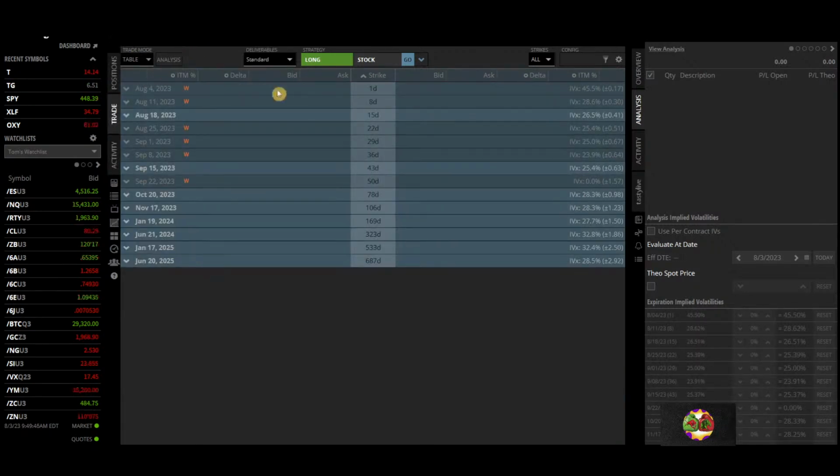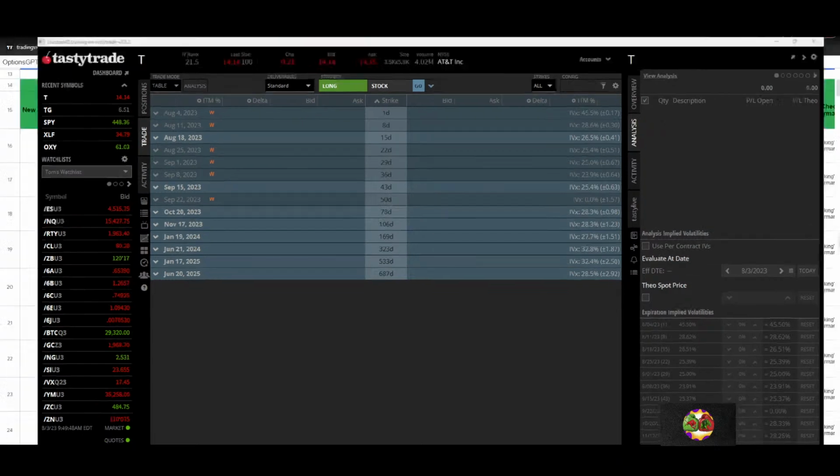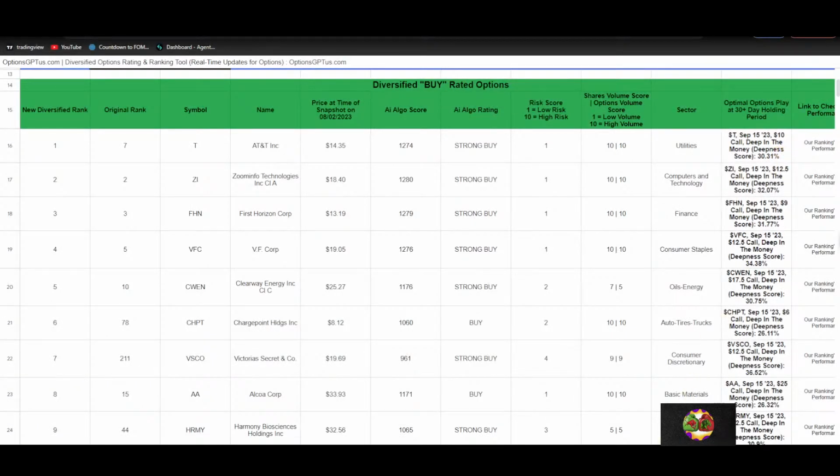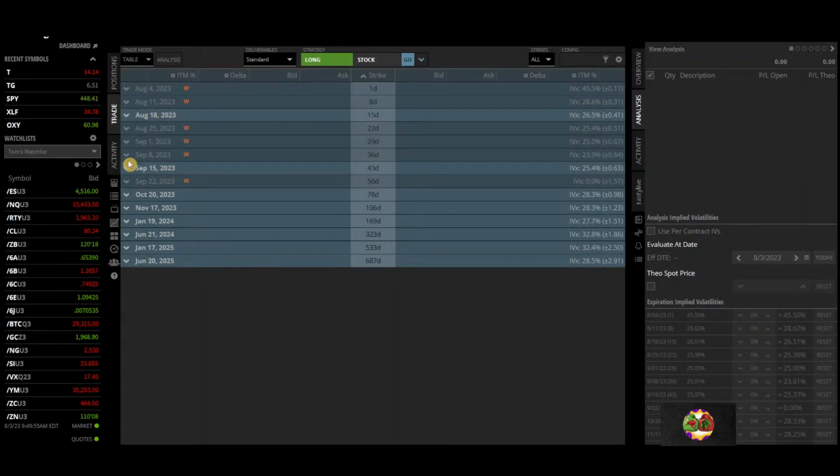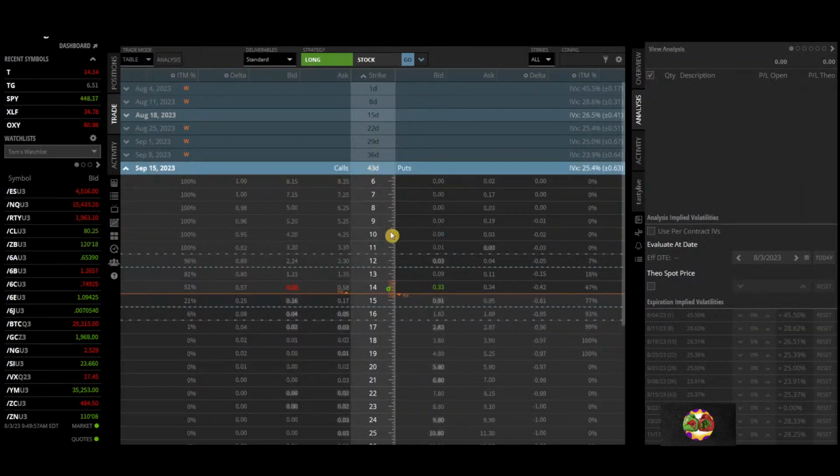AT&T. Oh, sorry, I didn't see the strike. SEP 15, $10. So go out to the SEP 15s right there, 43 days out, and it wants you to buy the deep in the money call, which would be right there. So you'd pay $425 for it, which would be $425 of buying power.